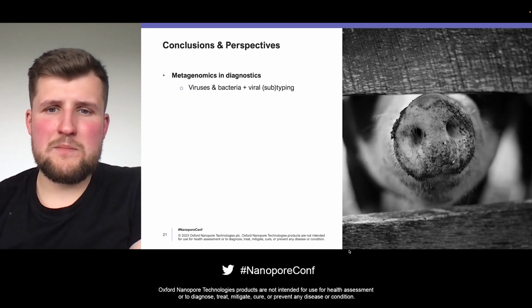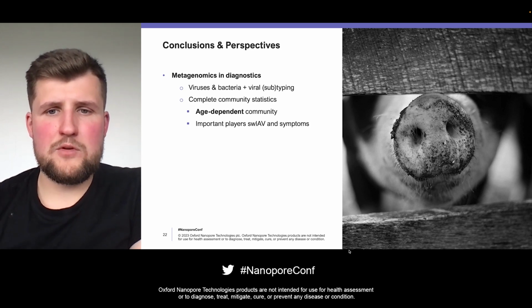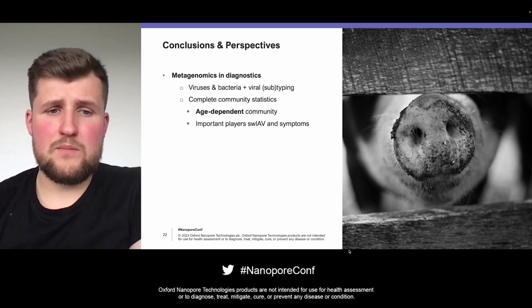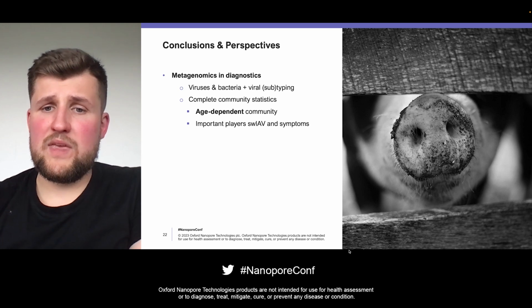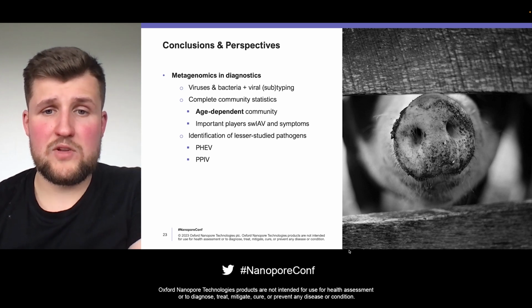Now, in conclusion, the metagenomics can identify viruses and bacteria plus the viral subtyping. We can have the complete community statistics as we do the beta diversity for age dependency in the community, but we can also assess important players in swine influenza positivity and symptoms like sneezing and coughing. We can identify lesser studied pathogens for which there is actually no data available, or we have no idea they are still circulating, which was the case for PHEV and porcine parainfluenza virus.